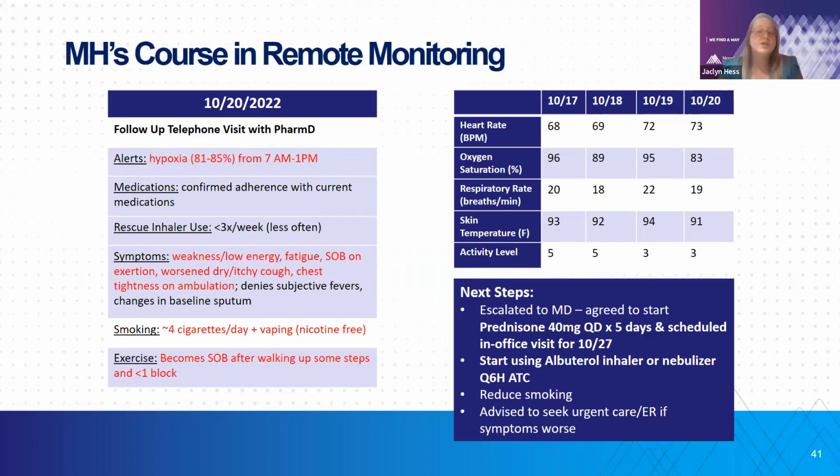She did note that she was smoking more cigarettes than previously reported, and she noticed a reduction in her ability to ambulate before becoming more short of breath. So I had spoken with her provider, and we started her on a prednisone course with albuterol every 6 hours around the clock. And then she was scheduled to follow up in the office 1 week later. Again, reiterating with her to reduce smoking and any exposure to additional triggers.